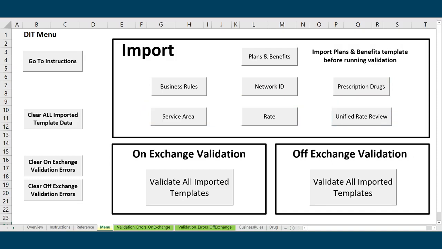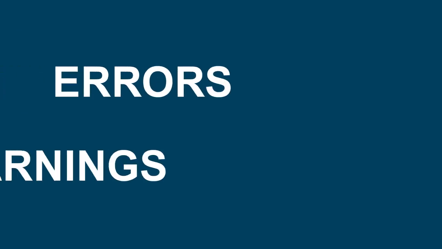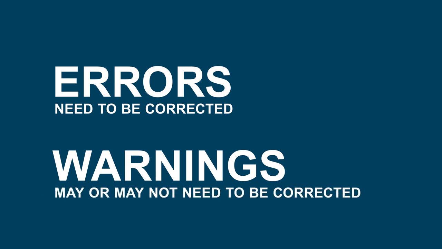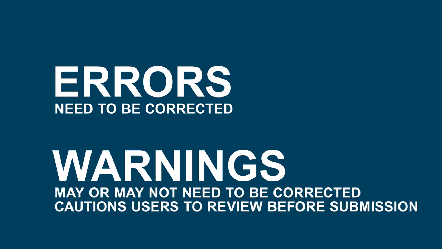Once you've imported all data, click on the Validate All Imported Templates button for the type of data you're checking, either on or off exchange. You will see the validation results in the applicable Validation Errors tab. Results are categorized as errors or warnings in the Error Type column. An error represents data that needs to be corrected before submitting the template. A warning identifies data that may or may not be an error and prompts the user to double-check the flagged data to confirm they are correct.